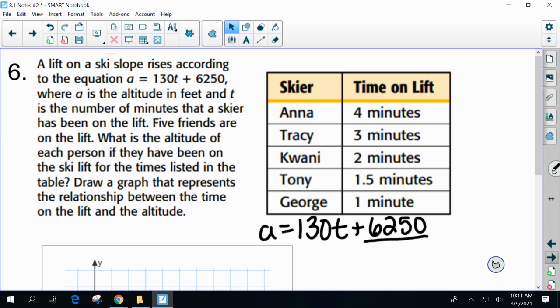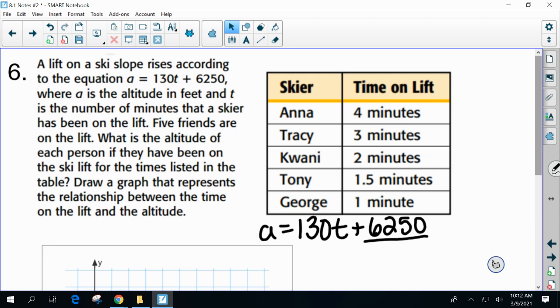What do you think this number right here is representing in this scenario? What do you think this altitude represents? It's altitude. How high above sea level? How high above sea level in feet, but this would be the point that you would be getting on the ski lift. You're getting on the ski lift at 6,250 feet. That's the starting point, yeah. And we're gonna calculate the ending, the number of feet they are at that time.